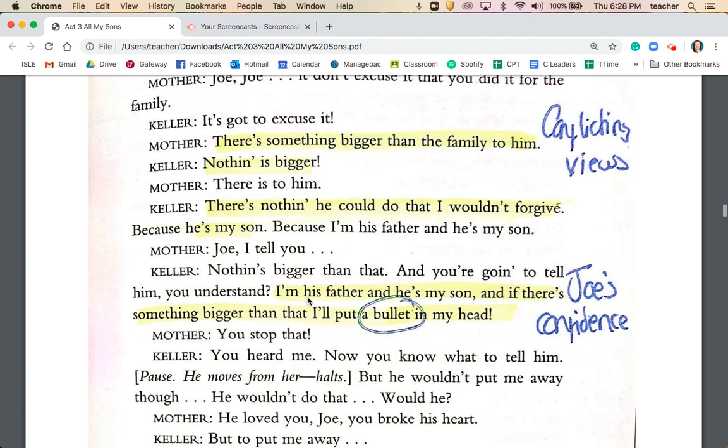And he says, I'm his father, he's my son. And if there's something bigger than that, then I'll put a bullet in my head. So this is the confidence that he shows there, but obviously, as you've watched the rest of the play, there is some irony to his statement and his threat that he will put a bullet in his head if he understands that there is more to life than family, because he's not willing to really accept that.